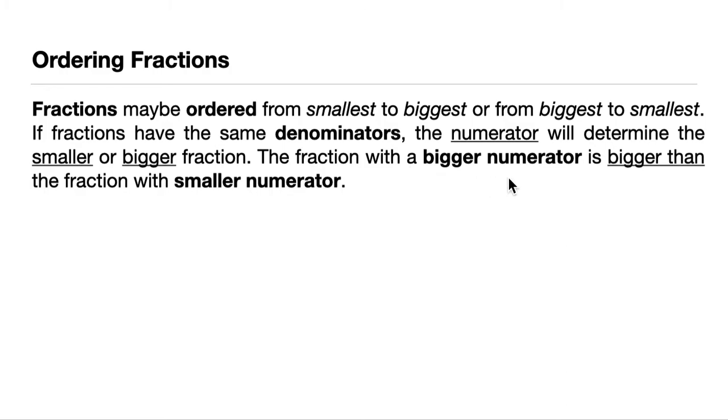The fraction with a bigger numerator, that's bigger value, is bigger than the fraction with a smaller numerator, obviously, from this point of view. Anyways, we call fractions with the same denominators similar fractions. As an example, we have it here. Notice first that they are similar fractions, meaning they have the same denominators.